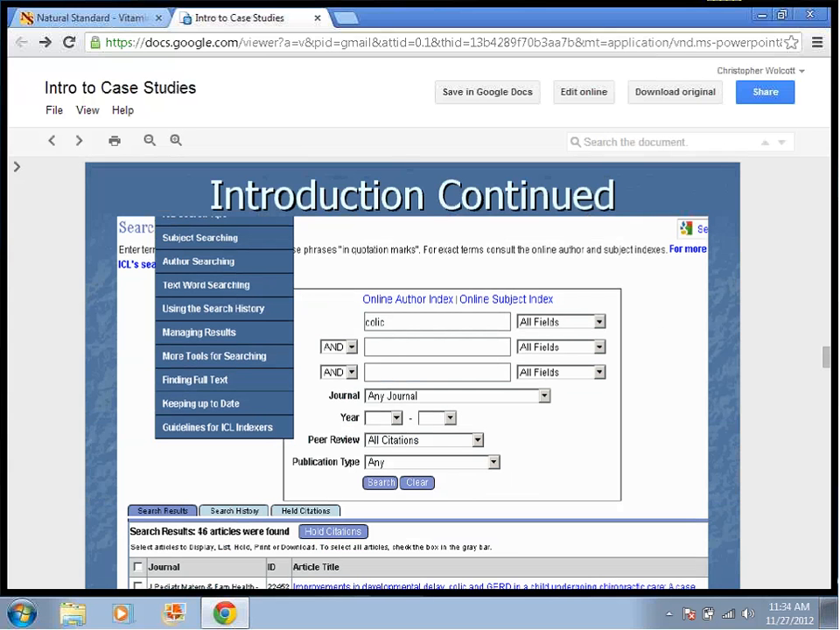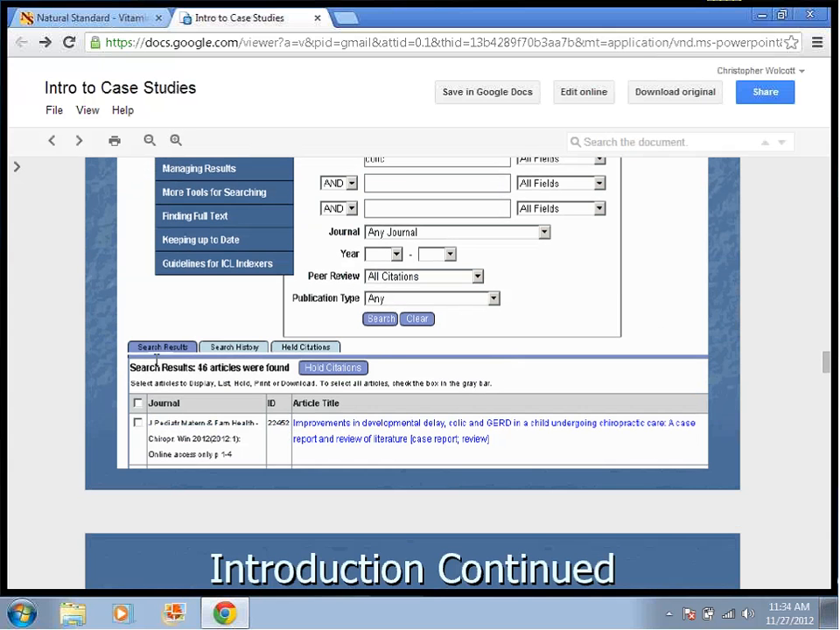So I use the example of colic. Let's say you're interested in spinal manipulation and colic. You go to Index to Chiropractic Literature, you type in colic, you'll see that there are 46 articles published on colic and anything chiropractic related.